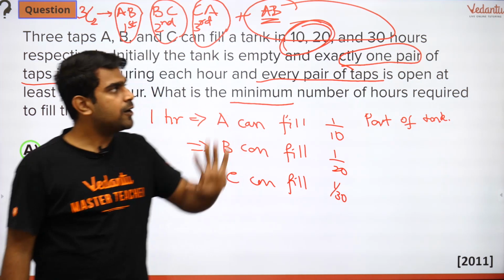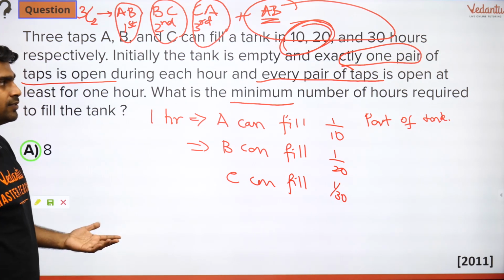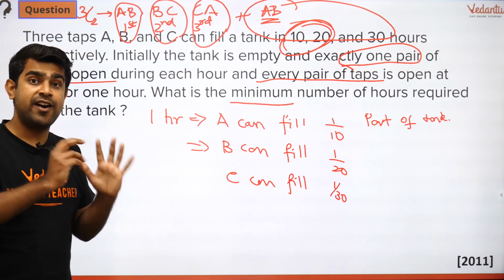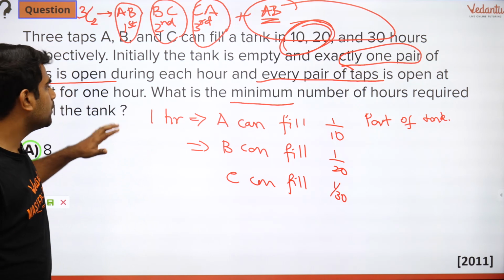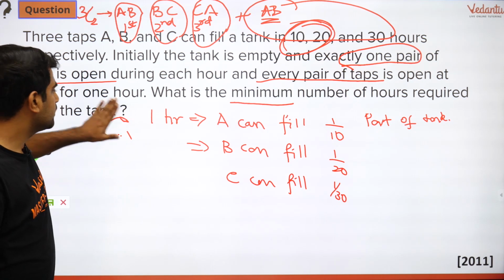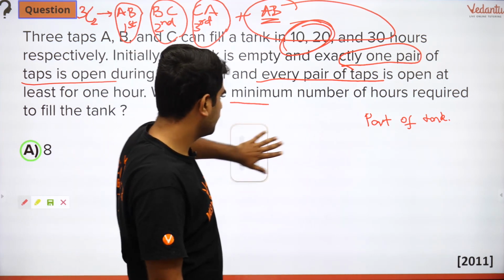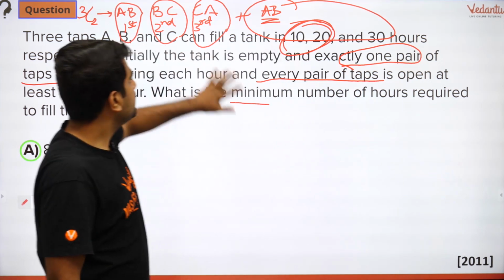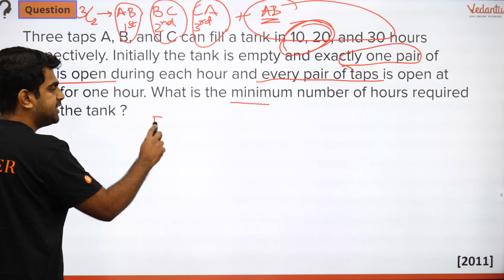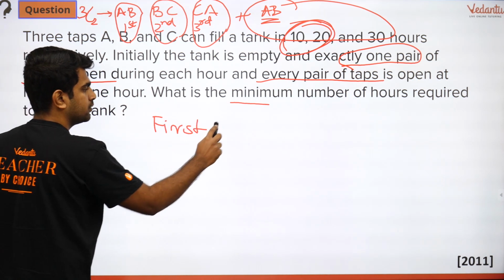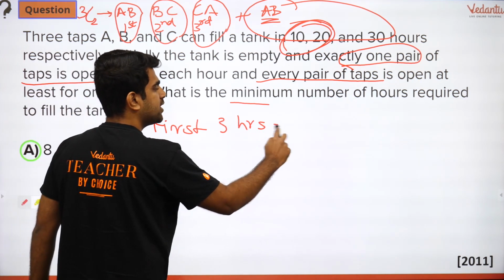Getting it? Now let's try to calculate. Now we are just left with calculation. We have understood the concept. Let's apply it now. Let's try to solve it and get the answer. So now first I'll do the 3 hours. First 3 hours, what is the scene?